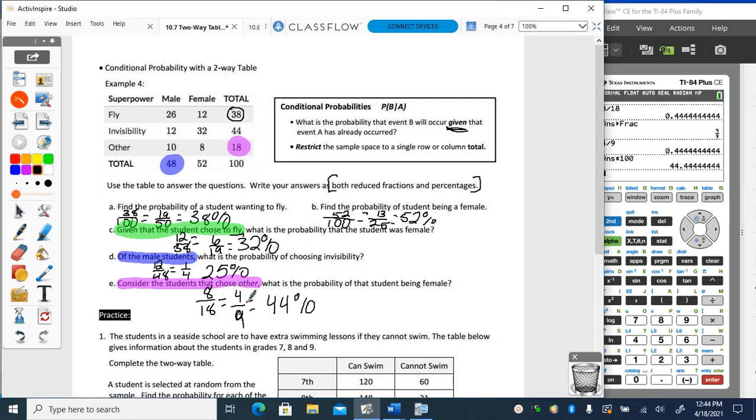All right. So that's it for probability on two-way tables and all of the forms, conditional, non-conditional, all that good stuff. If you have any other questions, you can hit up your teacher. I'm sure they'd love to help you.